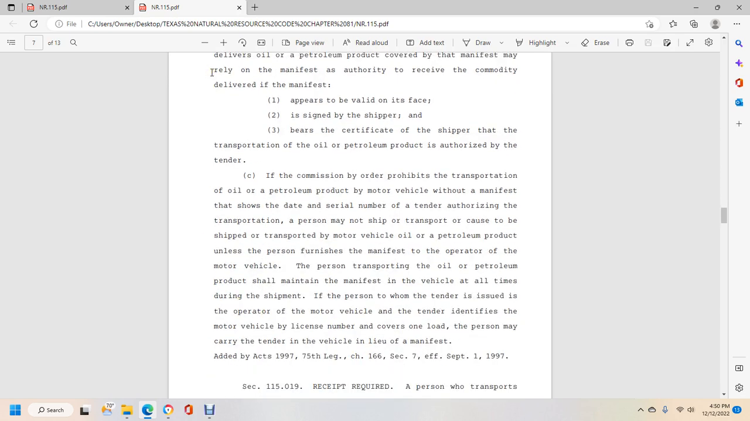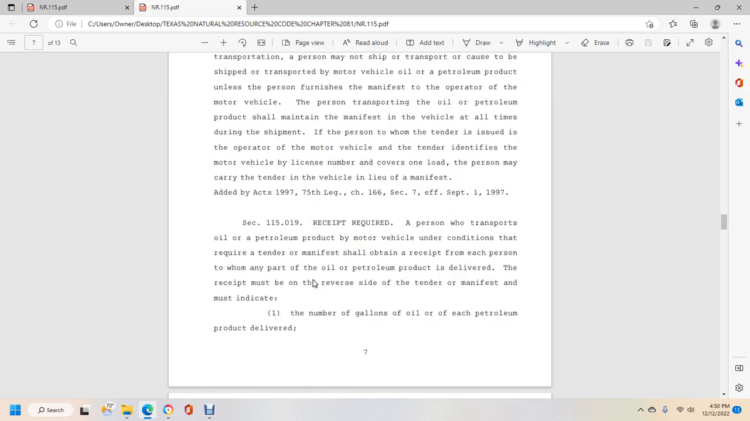If the commission prohibits the transportation of the petroleum product in a motor vehicle without a manifest showing the date and the serial number of the tender, the authorized person may not ship or transport the product. The shipper shall furnish the manifest to the operator of the motor vehicle. A person transporting the oil or petroleum product shall maintain the manifest in the vehicle at all times during the shipment. The tender identifies the motor vehicle by license number and covers one load. Acts of 1997. Section 115.019, receipt required.